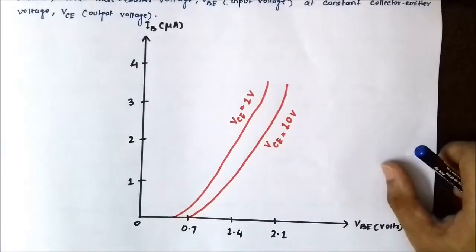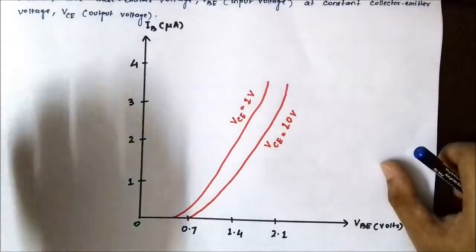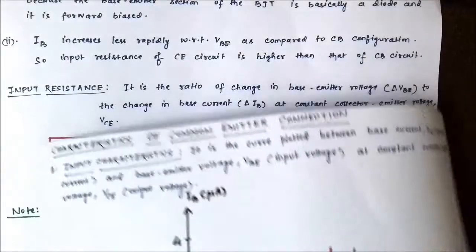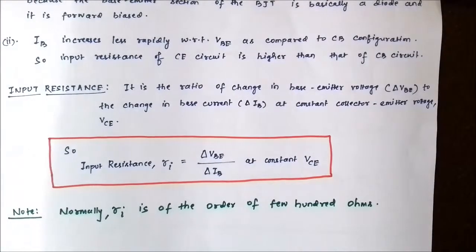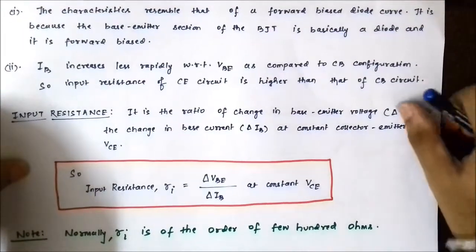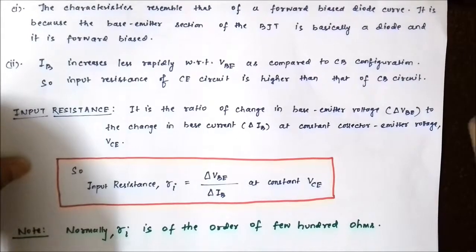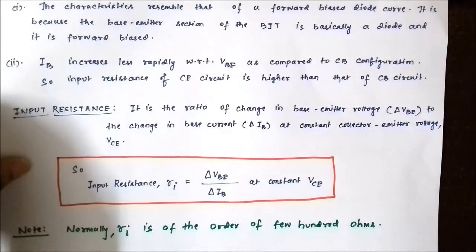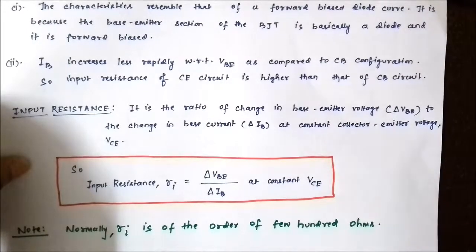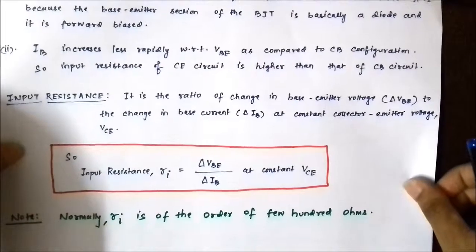Another thing is that this variation of current with respect to voltage is slightly less as compared to common base configuration. So in case of the common emitter configuration, the input resistance is higher as compared to the common base circuit. Now I have mentioned input resistance, so we must first understand what the input resistance is.